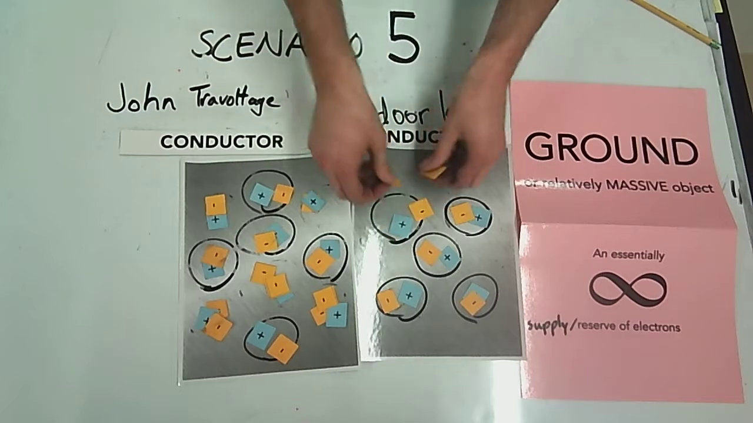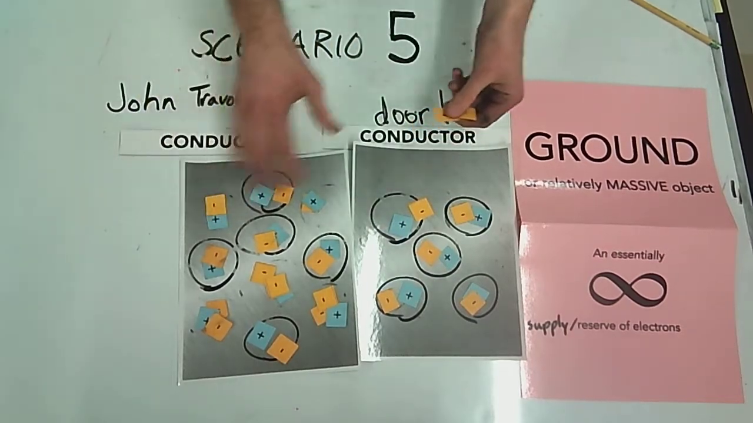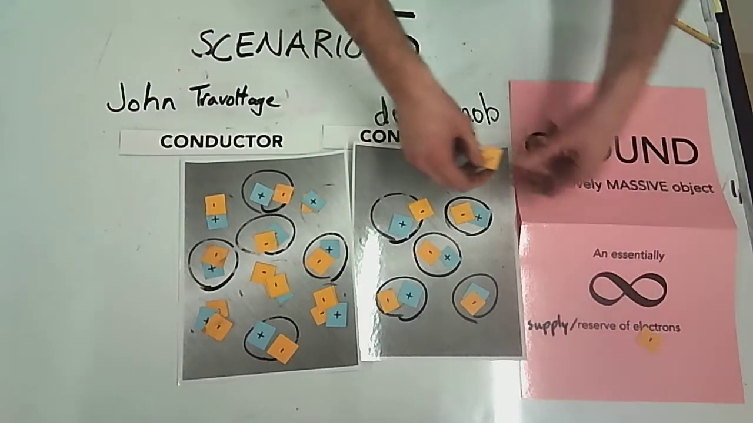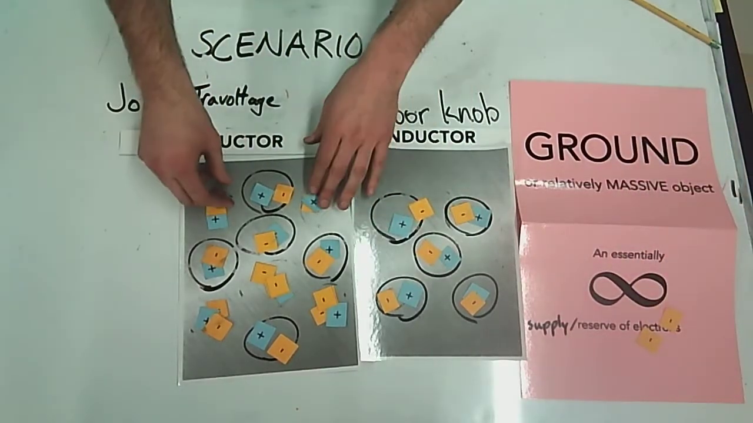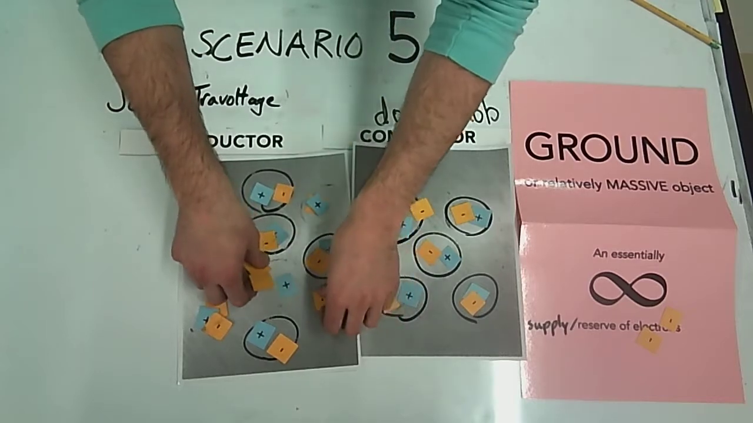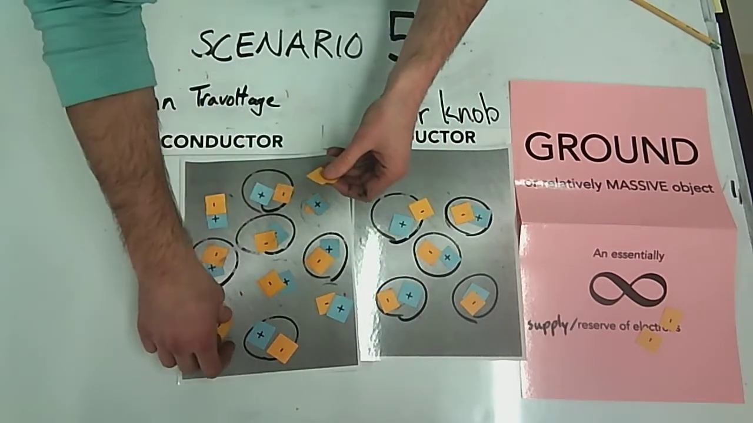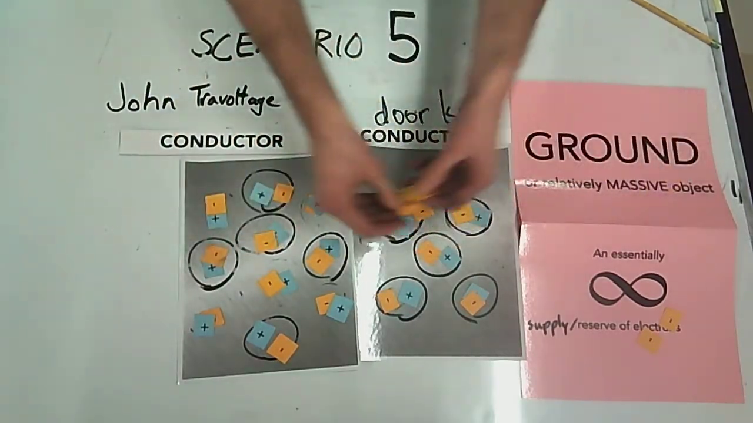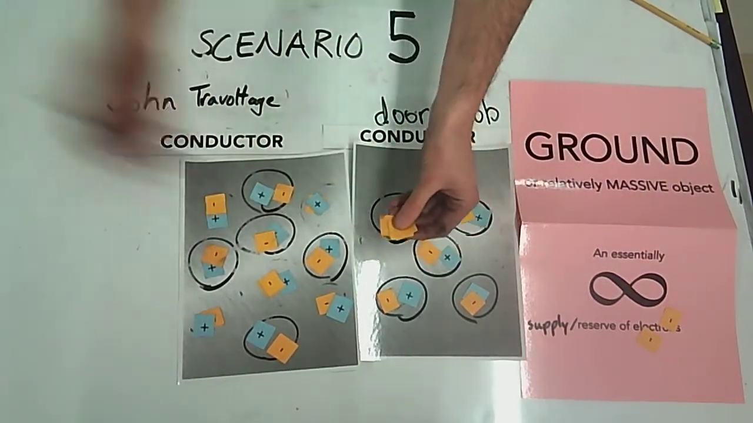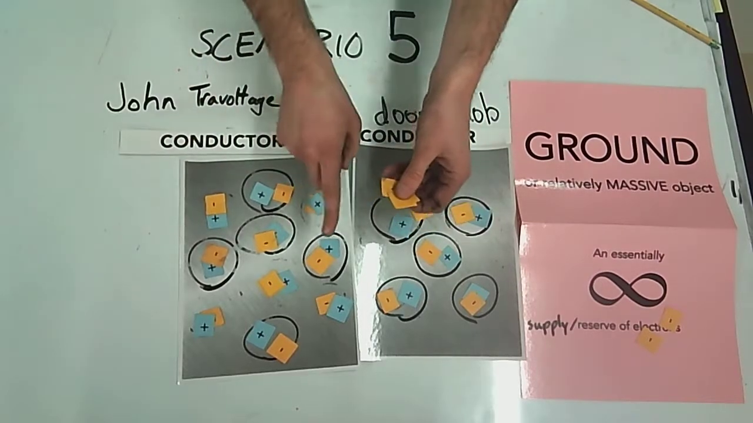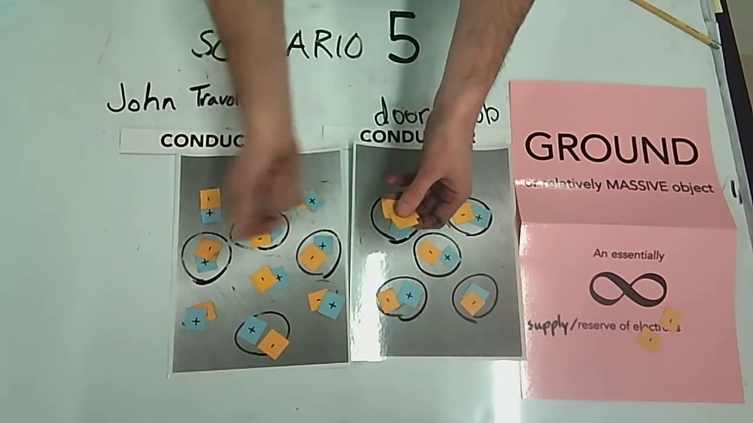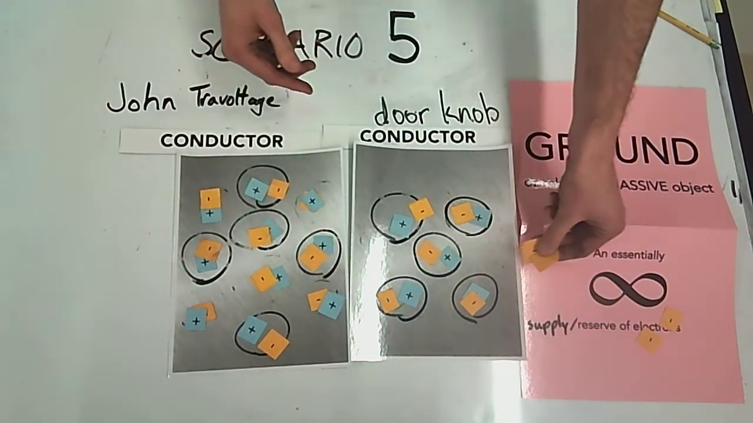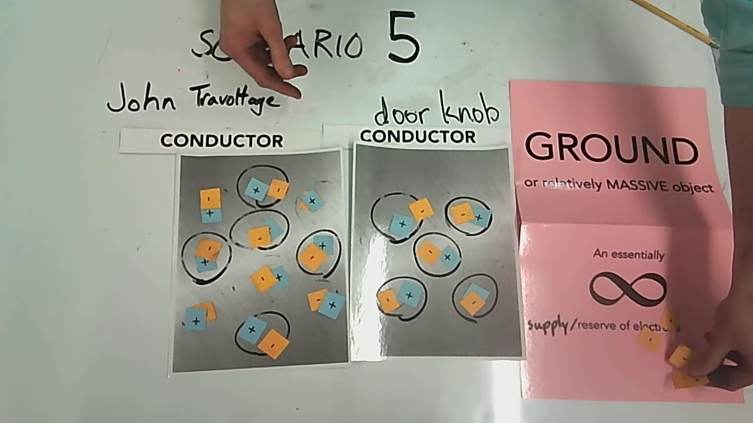And this is not going to be a charging by contact situation. It's going to be a grounding situation where these electrons are going to flow through the doorknob to the ground, which is that infinite supply of electrons. So let me take my extra electrons here. All right. Now, by the way, as these electrons flow through John Travoltage to the doorknob, that flow of electrons, it's a bunch of electrons really, really fast just through the finger, and that's going to cause that zap that we see. And those electrons, once they go through the doorknob, are going to just enter the ground.